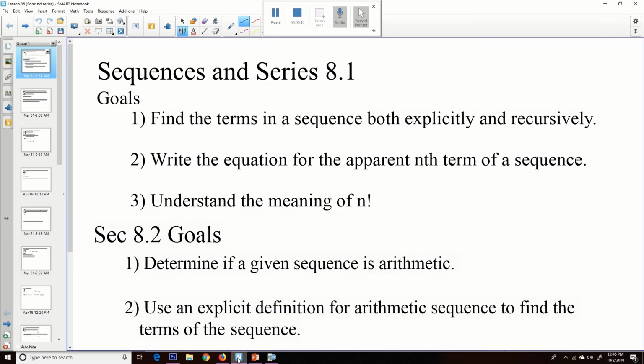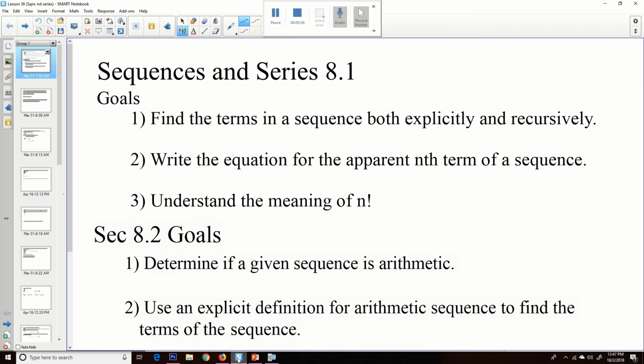So today we got a lot of stuff. We're going to be talking about sequences and series, and specifically arithmetic sequences and series. The good news is that this is one of the easier sections that we will have talked about in this entire term. So lots of stuff we're going to talk about, what it is for something to be a sequence and how to define that both explicitly and recursively. We're going to write an equation for the apparent nth sum of a sequence, and that's a sequence in itself. And understanding the meaning of n with an exclamation point, that means n factorial, and we will discuss that.